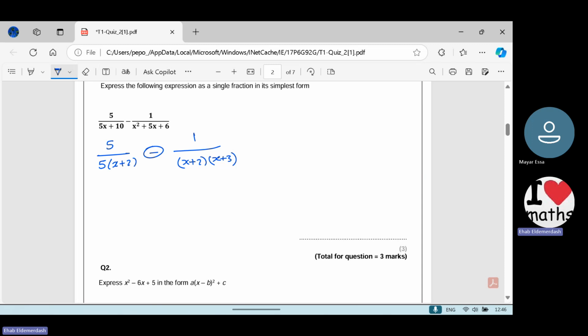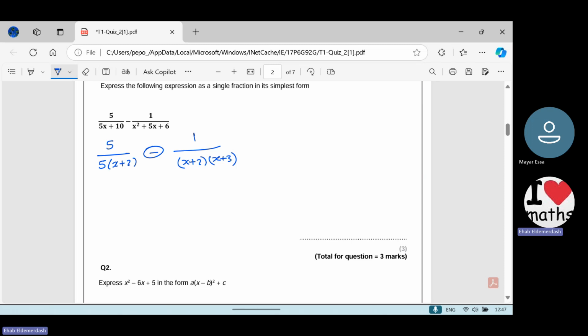Again, it's what I have on the first part, it's 5 over 5x plus 10. What I did for the denominator, I left it. For the denominator, ya Abdulaziz, I just took the 5 as a common factor and the remaining it's x plus 2. Minus another fraction, 1 over x squared plus 5x plus 6, which I have to go through the factorization as x plus 2 and x plus 3. So this is my first part.